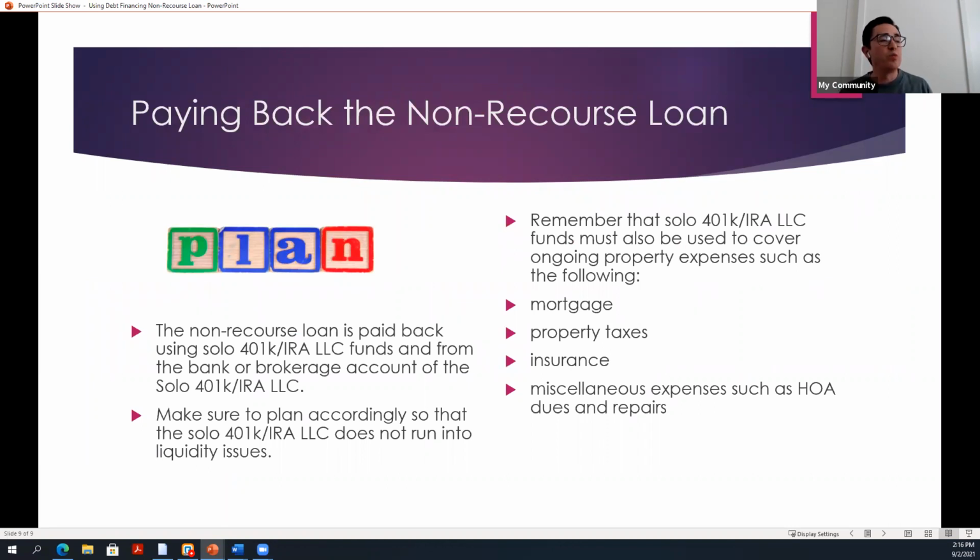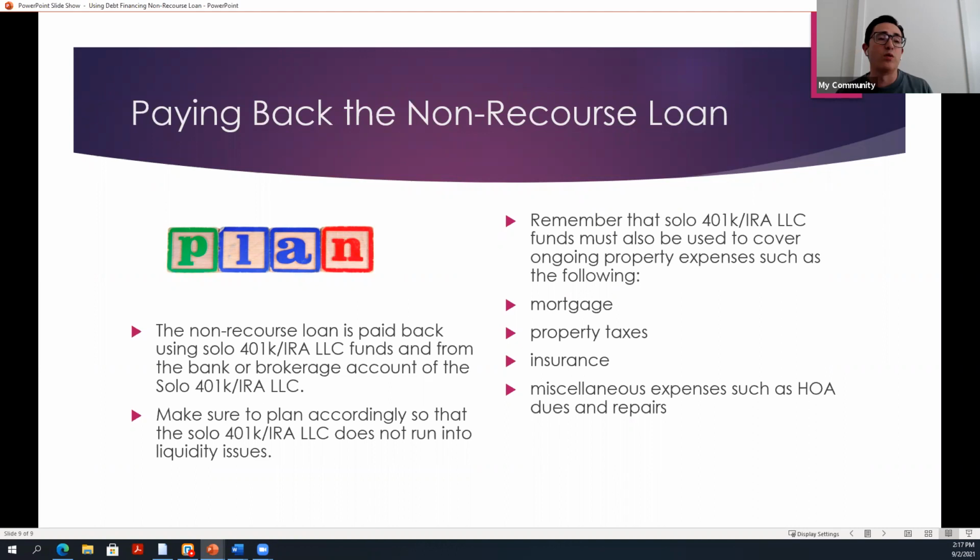So that loan needs to be paid back. Of course, it has to be paid back using solo 401k or IRA LLC funds coming from that bank or brokerage account in the name of the LLC that's owned by your IRA or the solo 401k, whichever is applicable. You want to make sure that you plan accordingly, right? Because you have to use the retirement money, you can't just all of a sudden decide you're going to make payments out of your personal funds, right? So you want to budget accordingly, make sure you've got good cash flow to be able to support that non-recourse loan and those payments.